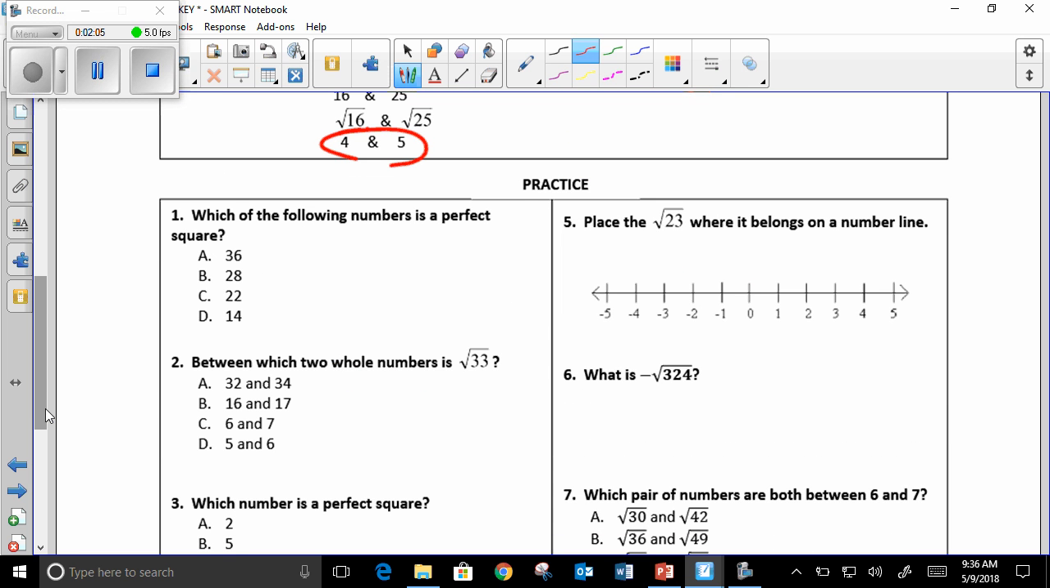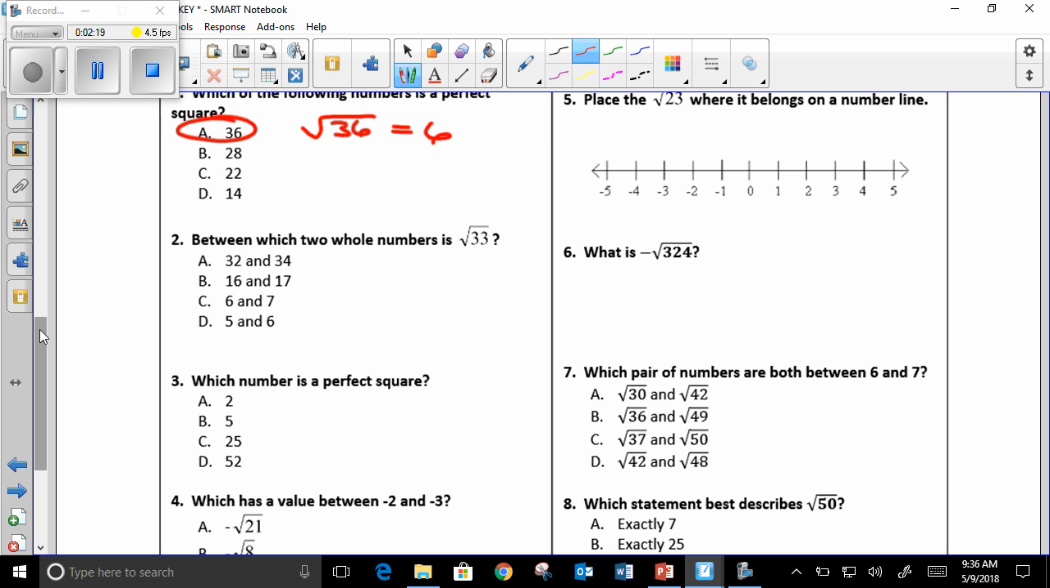Number 1, which of the following numbers is a perfect square? You should have chosen 36 because that is a perfect square. The square root of 36 is 6. Number 2, between which two whole numbers is the square root of 33? Well, the square root of 25 is 5, and then the square root of 36 would be 6. So the square root of 33 falls in between. So the answer is D, between 5 and 6.